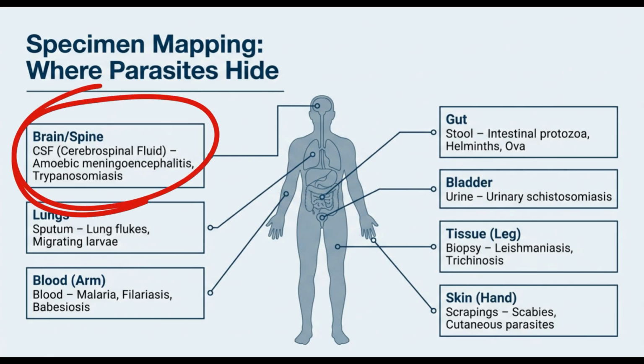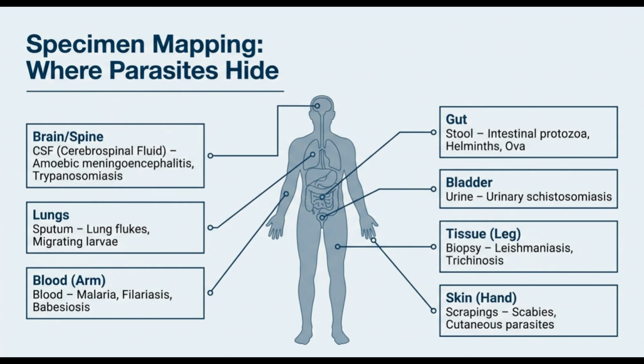For parasites that affect the brain or spine, maybe something like amoebic meningioencephalitis, we're going to need cerebrospinal fluid, or CSF. For the lungs, where we might be looking for lung flukes or migrating larvae, sputum is the specimen we need. Over in the arm, a blood sample is key for diagnosing things like malaria, filariasis, or babesiosis.